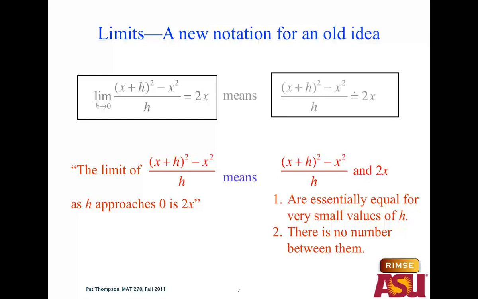So why does h with an arrow to 0 mean that h is very, very small? You imagine h is getting exceedingly close to 0. So it's as close to 0 as you can imagine. Atomically small values of h.